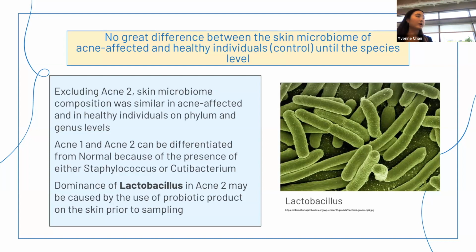And when we go back to our genus level data, we saw that there was a dominance of lactobacillus in acne 2. And I was wondering why this may have happened, because lactobacillus is not present on the skin at such high levels. And I did find that the participant that we got acne 2 from actually did use a probiotic product on the skin prior to sampling. And this makes sense because lactobacillus is a probiotic bacteria genus.